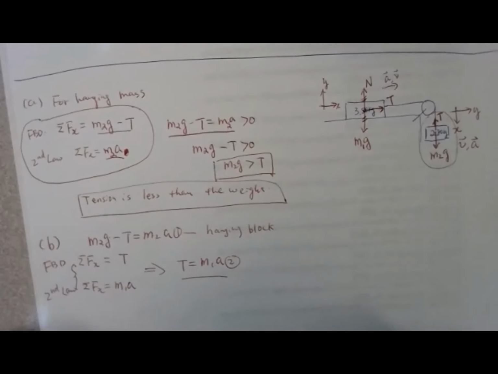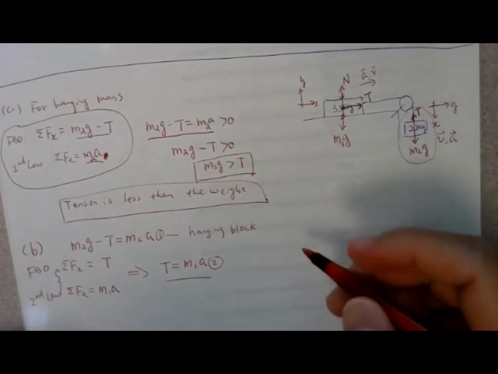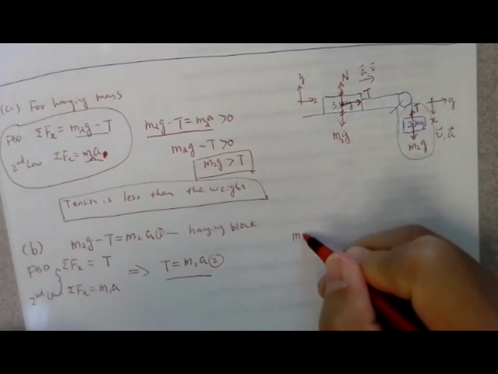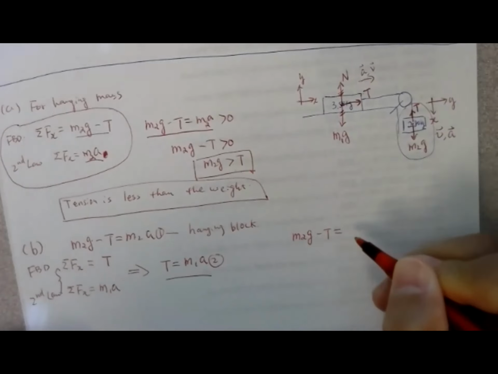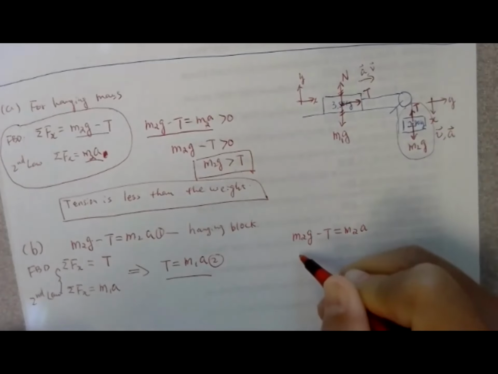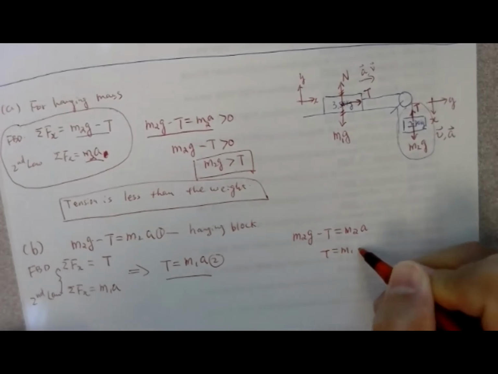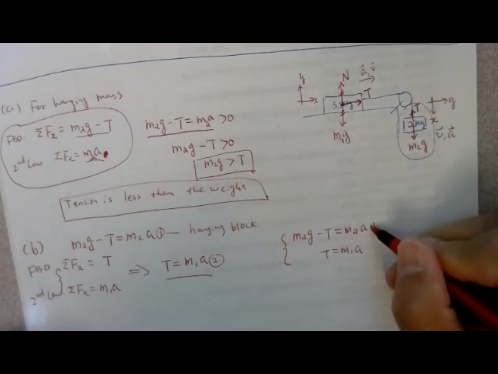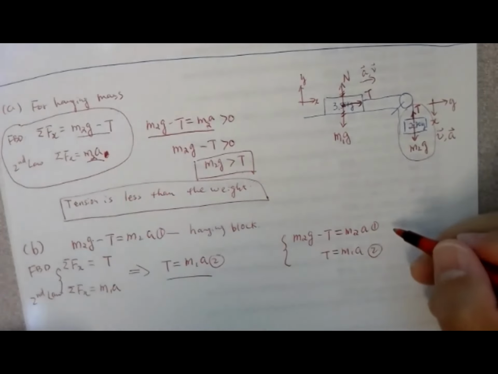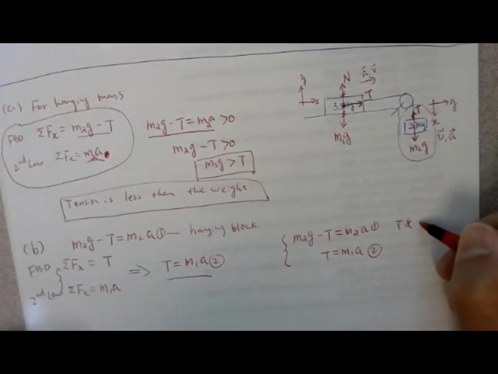So when you have two equations and two unknowns to solve, let me rewrite it somewhere here. m2g minus T equals m2a, and T equals m1a. These are the two equations we'll be looking at, and the two unknowns we'll be solving for are T and a.